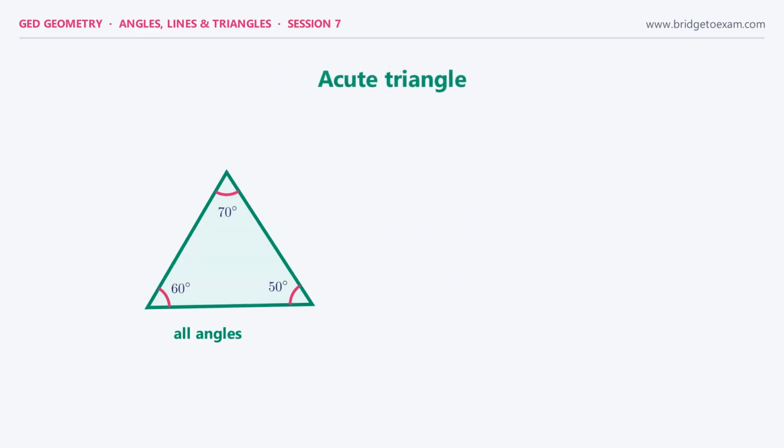Let's try each type. First, a triangle with angles 70, 60, and 50 degrees. The largest angle here is 70, which is less than 90. Since even the biggest angle is under 90, all three are, so this is an acute triangle.